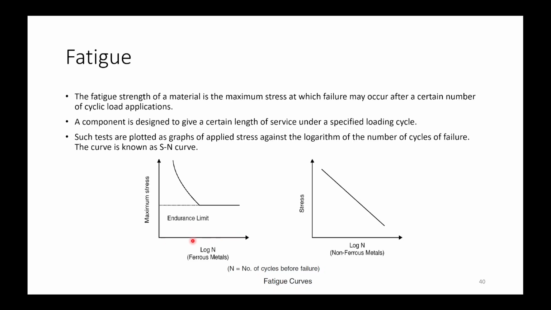So for example, in this case, these are the number of failure cycles in log scale, and maximum stress is in the y direction. In case of ferrous materials, we find that they have an endurance limit because of strain aging, while in case of non-ferrous materials, no such identifiable endurance limit will be there. So in this case, we specify a particular number of cycles, for example 10 to the power 6 in non-ferrous metals, and the corresponding stress limit is taken as the fatigue limit.